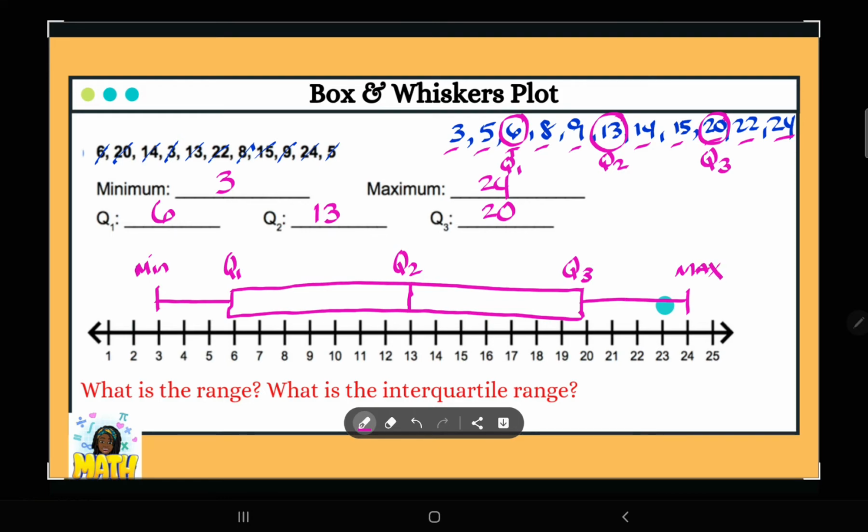So the question says, what is the range and what is the interquartile range? So the range is the difference between the highest and lowest numbers. So that would be 24 minus 3. So our range would be 21. And our interquartile range would be the difference between Q3, which is 20, and Q1, which is 6. So our interquartile range is 14.